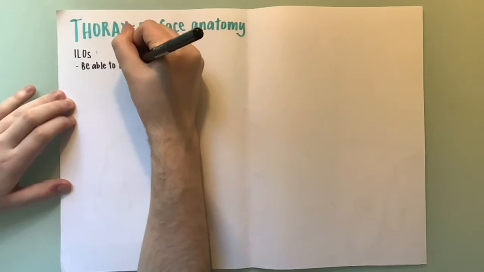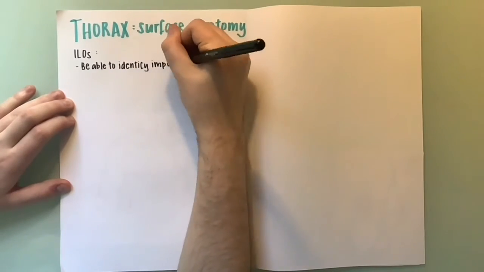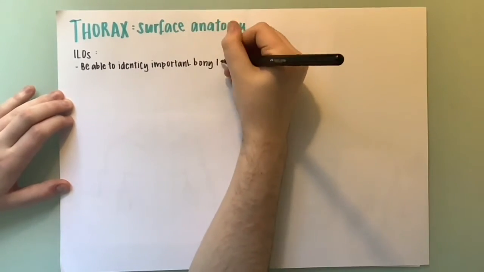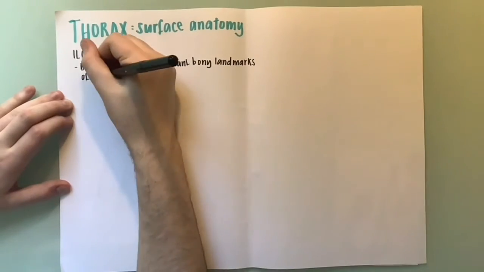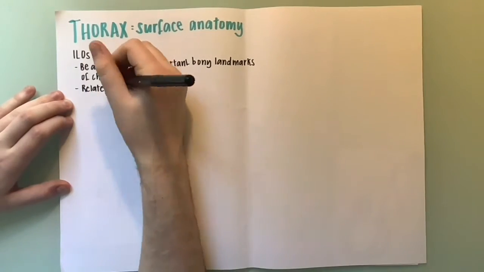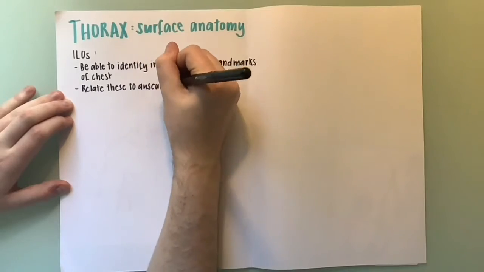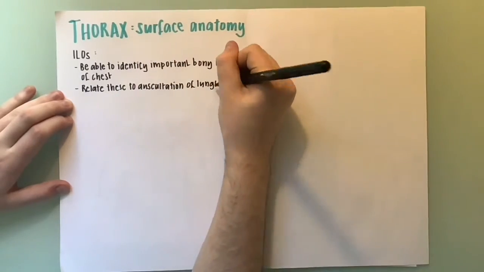The ILOs for this video are to be able to identify the important bony landmarks of the chest and to be able to relate these landmarks to auscultation sites for the lung and heart.